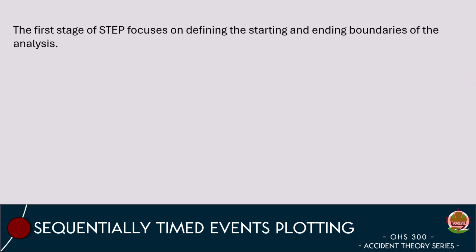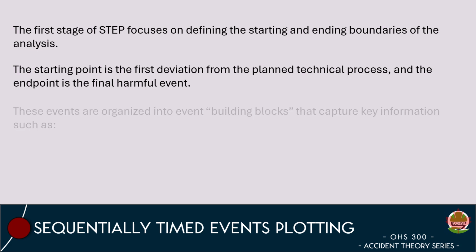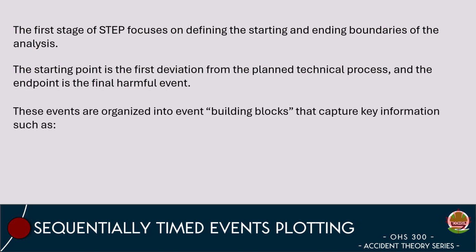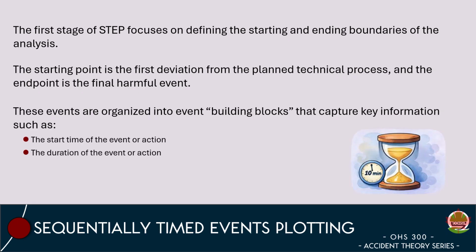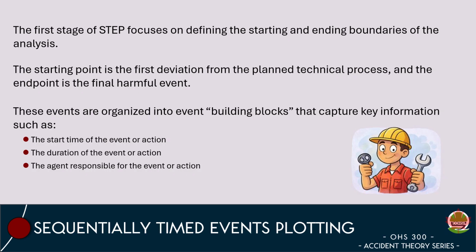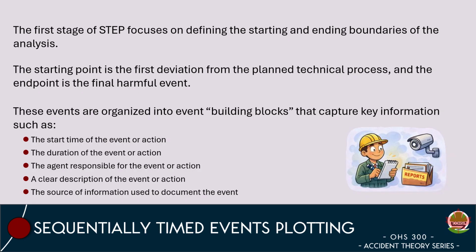The first stage of STEP involves defining the boundaries of the analysis by identifying the beginning and end states of the accident. The starting point is the first deviation from the planned technical process, and the end point is the final harmful event. Analysts then identify the primary events and actions contributing to the incident, creating event building blocks that capture key information such as the start time of the event or action, the duration of the event or action, the agent responsible for the event or action, a description of the event or action, and finally, the source of information used to document the event.